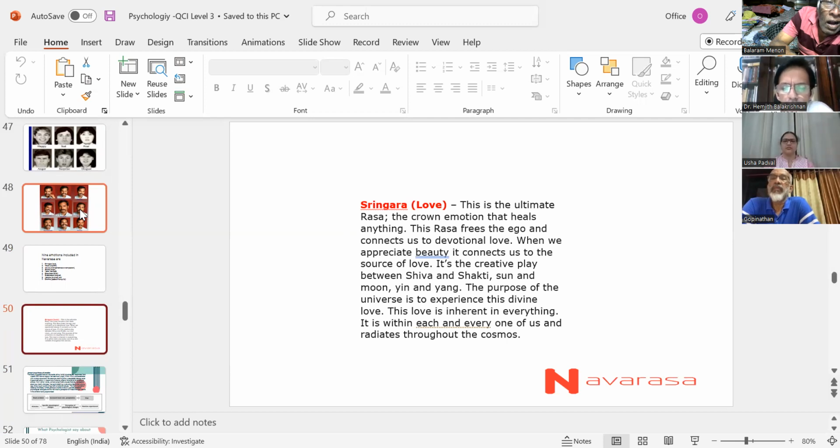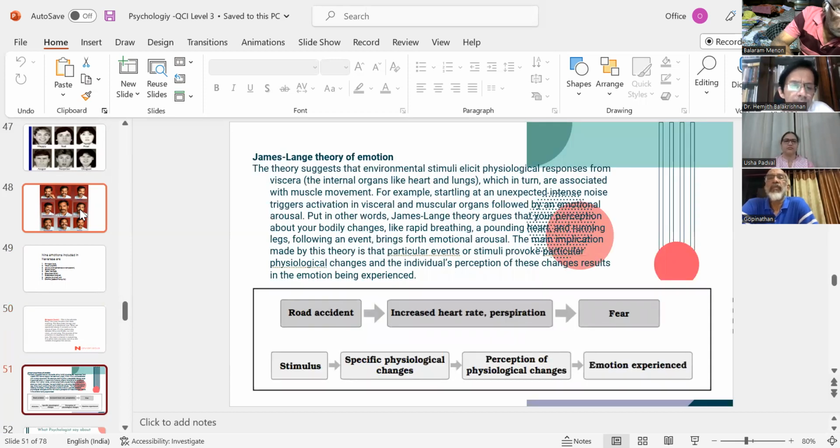The purpose of the universe is to experience this divine love. The love is inherent in everything. It is within each and every one of us and radiates through the cosmos. There is a lot of study on yoga between these two rasas. Let us understand some of the major theories. One major theory is the James-Lange theory of emotion.